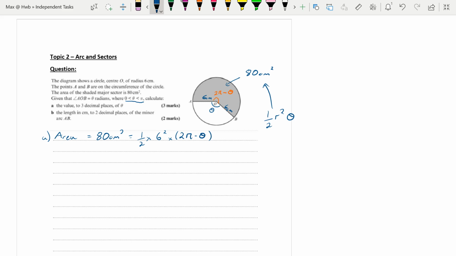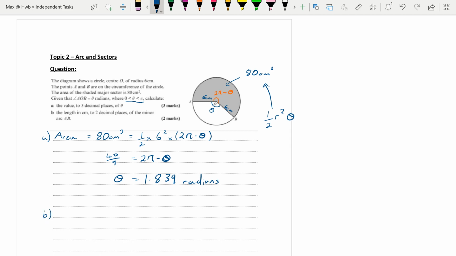I'm going to just take my time with my solving. So if I rearrange it and I get just my 2 pi minus theta on its own, so I get rid of everything else, I end up with 40 over 9. There we go. And I'm going to rearrange it with theta, so I'm going to do 2 pi minus this, gives me 1.839 radians. Then we've got to make sure we're in radians. That's why I'm dealing with 2 pi, and I'm not dealing with 360.